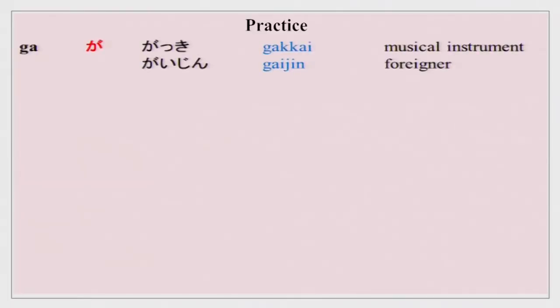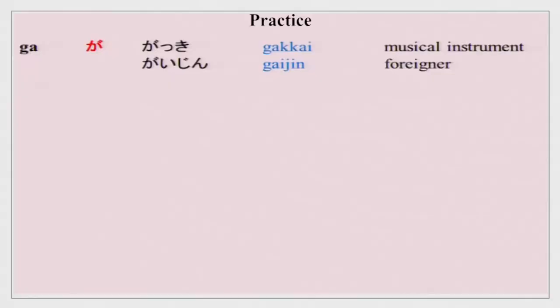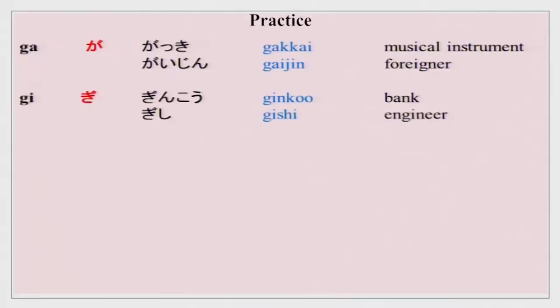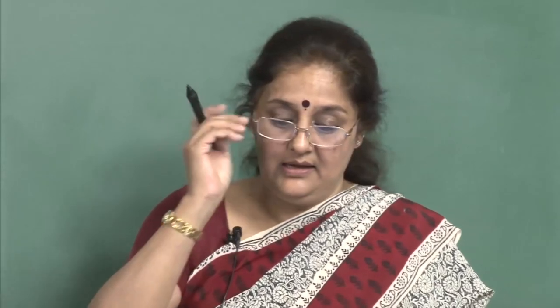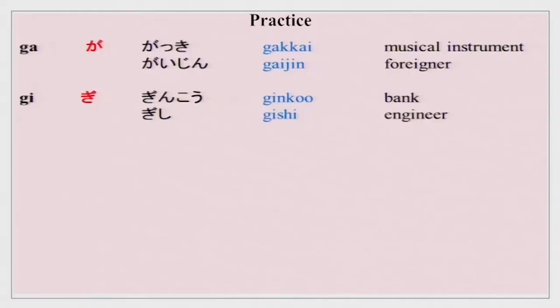The vocabulary for ga is gakki. Gakki is a musical instrument. And gaijin. You remember the word gaijin? We did gaijin in lesson 2. Gaijin is a foreigner. Then we have gi, ginko. Ginko is a bank. And gishi. Gishi is an engineer.